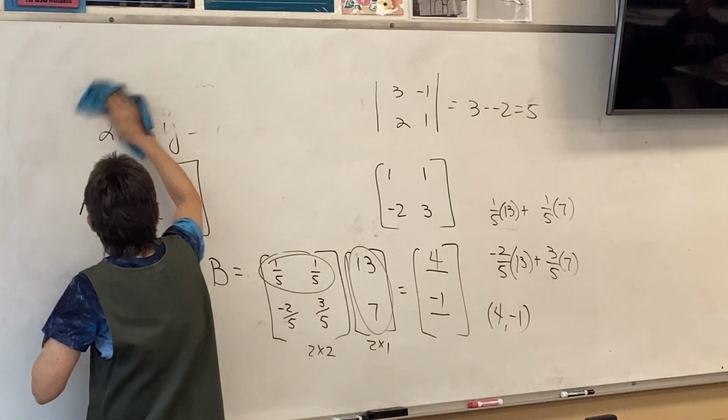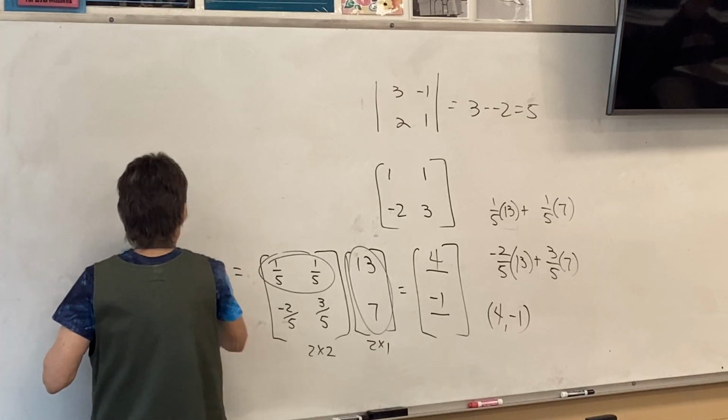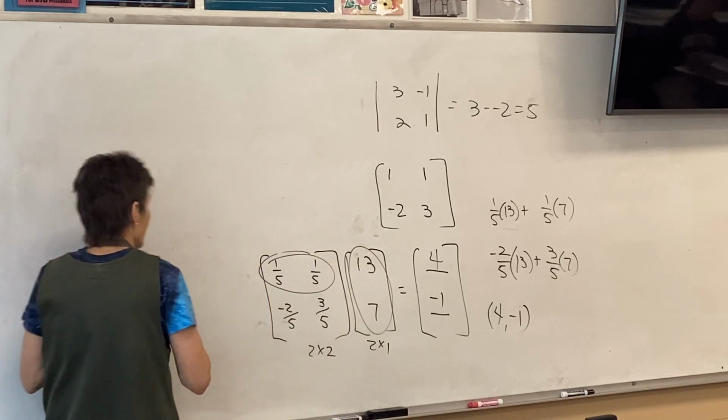Oh, I know what you're talking about. So that would be the one you do on the calculator, Gauss Jordan reduction.